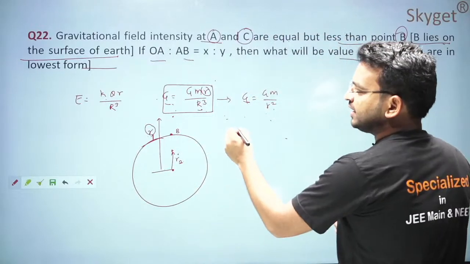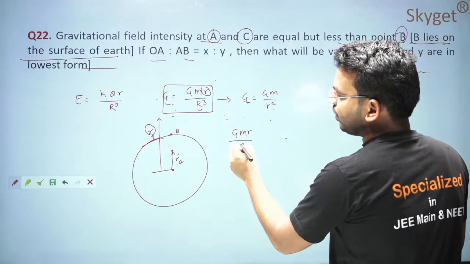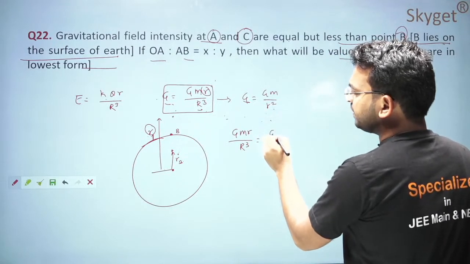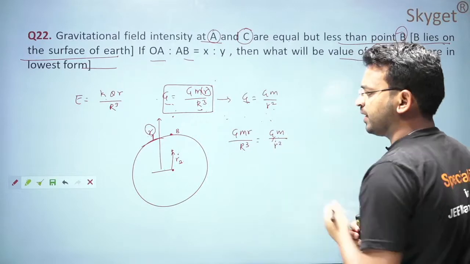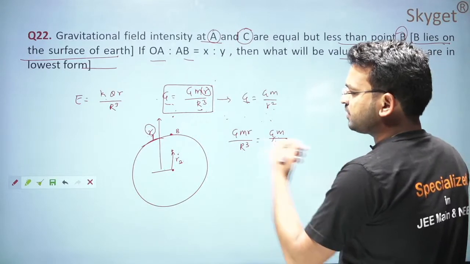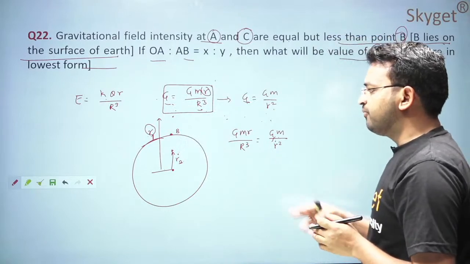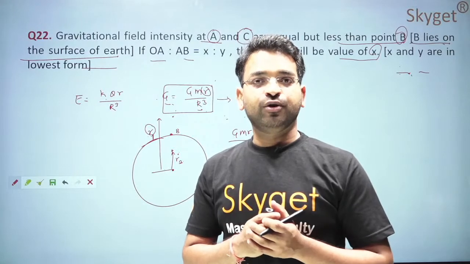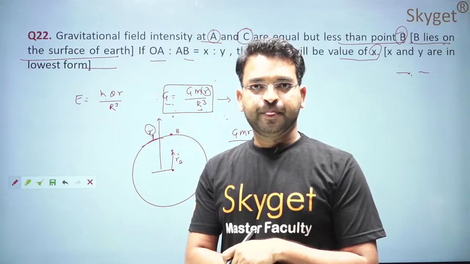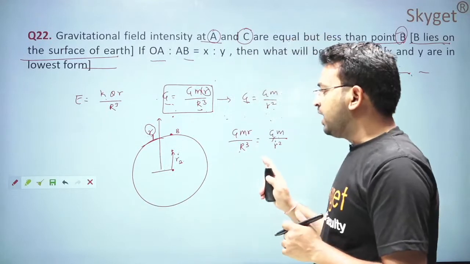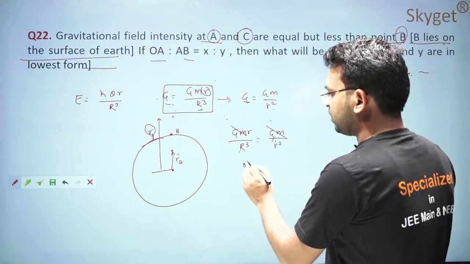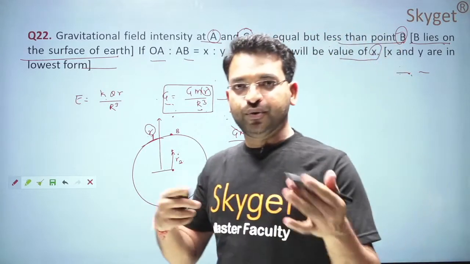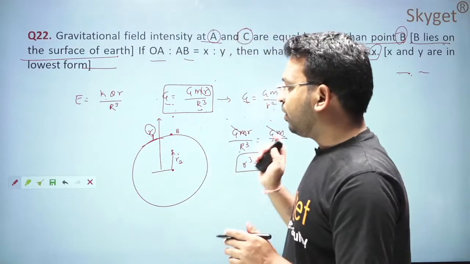So if the gravitational field is equal, Gm r over R cube is going to be equal to Gm over R square, or basically let's suppose this is the value from here, right? Based on this you will be able to find one relation that will tell you how much is the value of R. Understand how much will be the value of R, and based on that you can cancel out these things. So R cube is going to be R cube like that. This is one way of doing it.